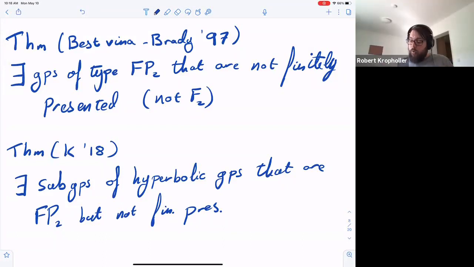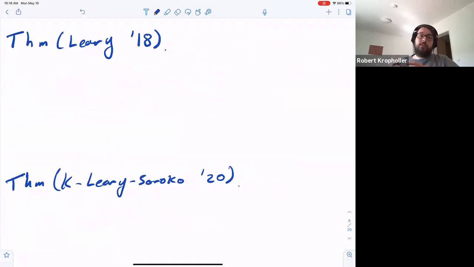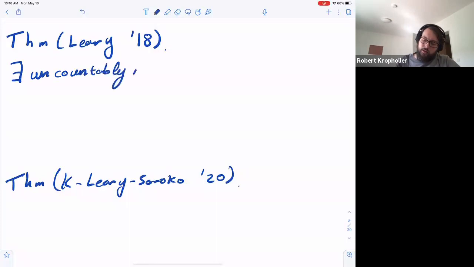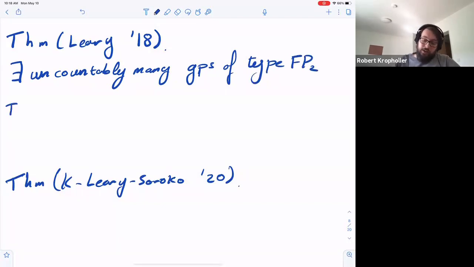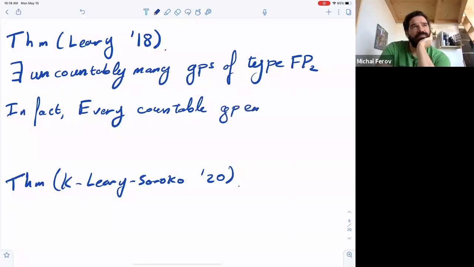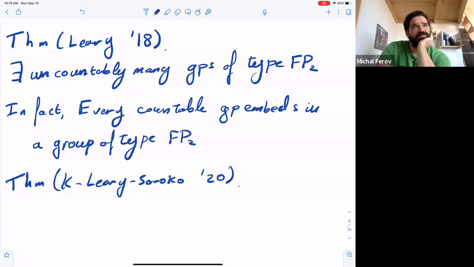But in fact, there's this remarkable work of Ian Leary, which says that not only do these things exist, but there are actually many of them. In 2018, Ian showed that there exist uncountably many groups of type FP2. And even more, this is startling to me, but in fact every countable group embeds in a group of type FP2. Okay, so there are many, many groups of type FP2.